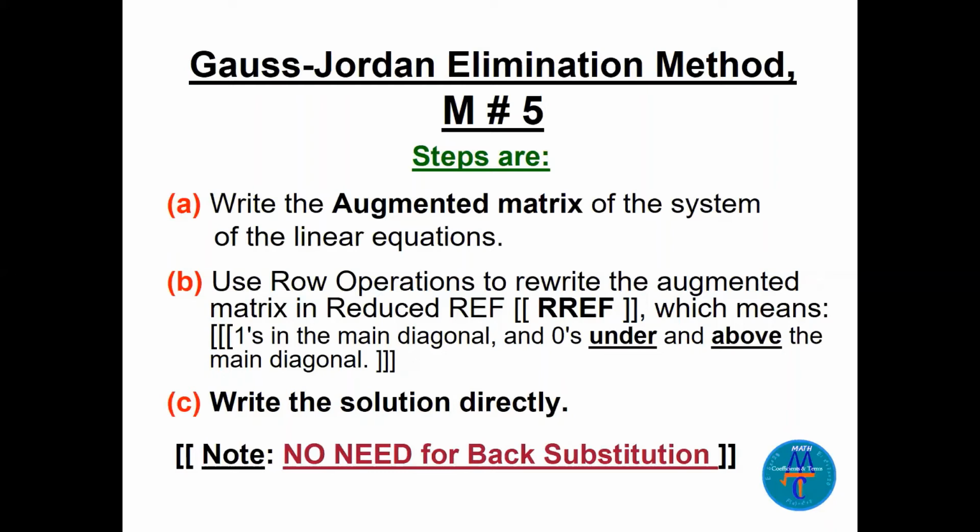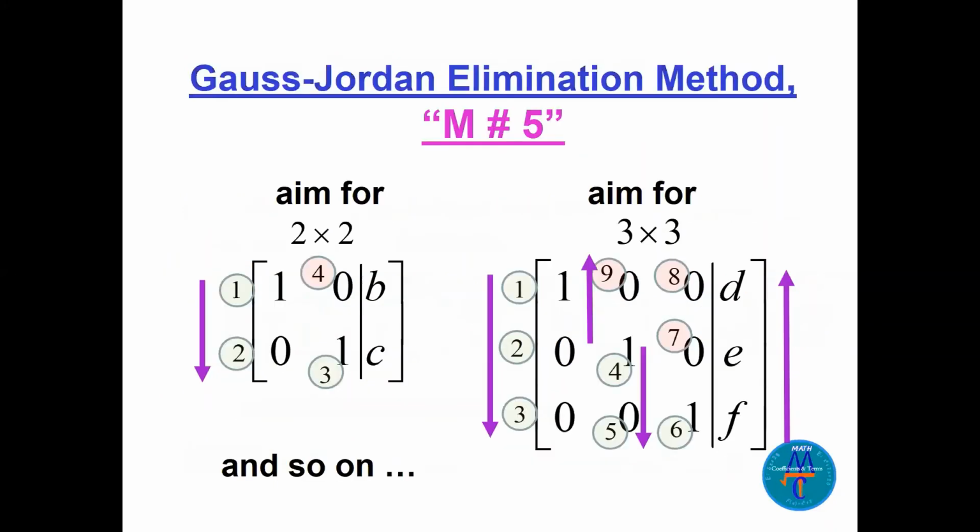So we continue the same question in the same matrices to find x and y. I myself prefer method 5 over method 4. Now just remember the aim here. It's very similar, very close to the Gauss aims. In 2 by 2, I need 1, 0, 1, 0. You see, in the main diagonal, I need 1s here.